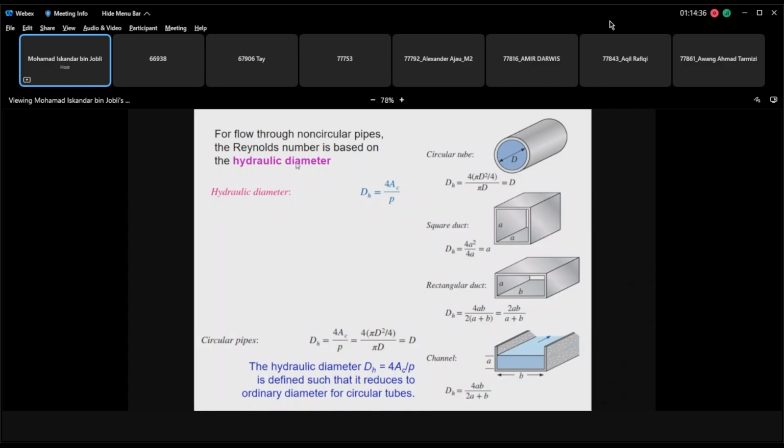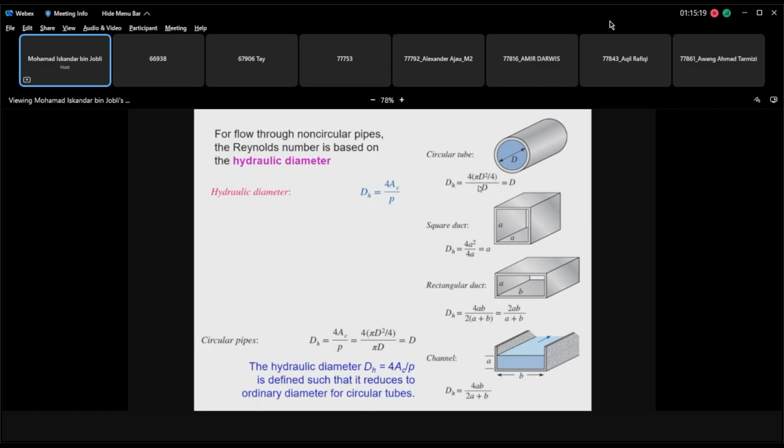For flow through non-circular pipes, you have different geometries, like I told you: circular tube, square duct, rectangular duct, channel. For a circular tube, the dH here is d, because the hydraulic diameter is 4 times the full area of the circular pipe divided by its perimeter. If you expand this, it is pi d square over 4, and the perimeter is pi d, and then you divide this.